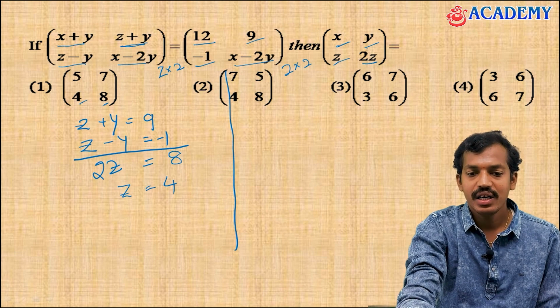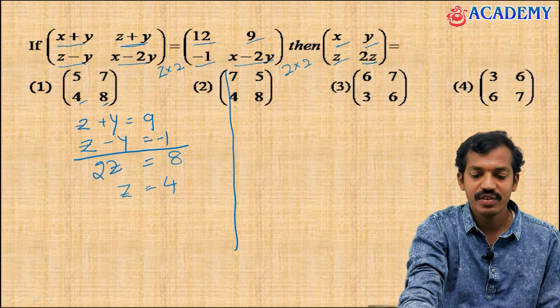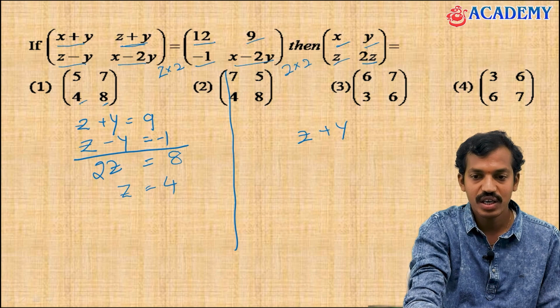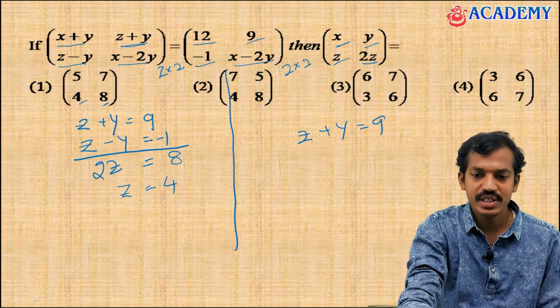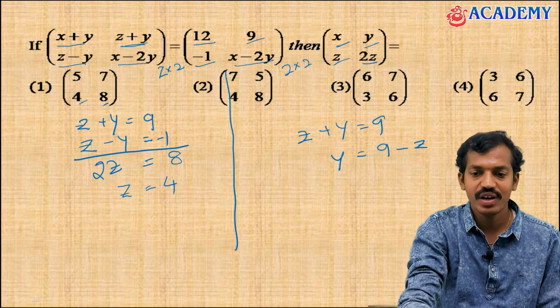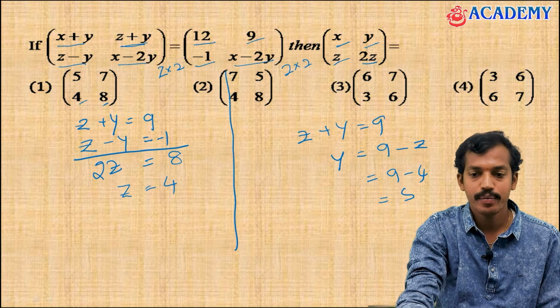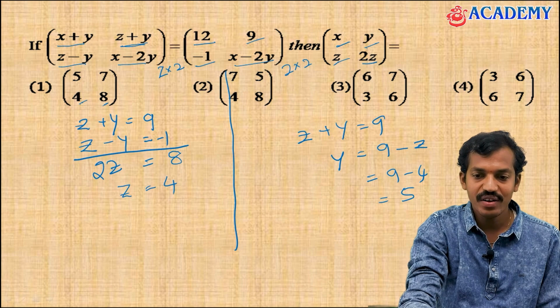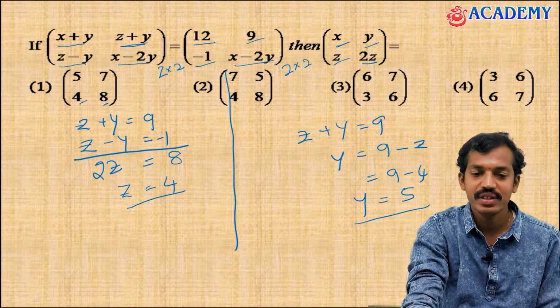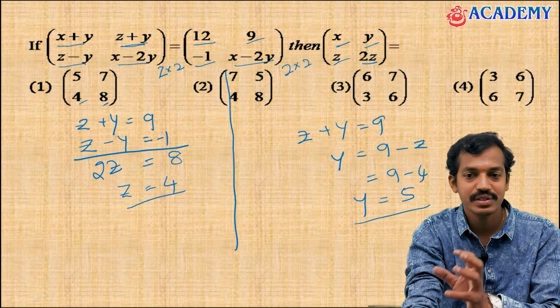Now with z equals 4, I am writing z plus y equals 9. From this equation I am finding y equals 9 minus z. We already know the z value, so 9 minus 4 is 5. Here we got the y value equals 5 and the z value equals 4. Where these values are present in the options, we will see.